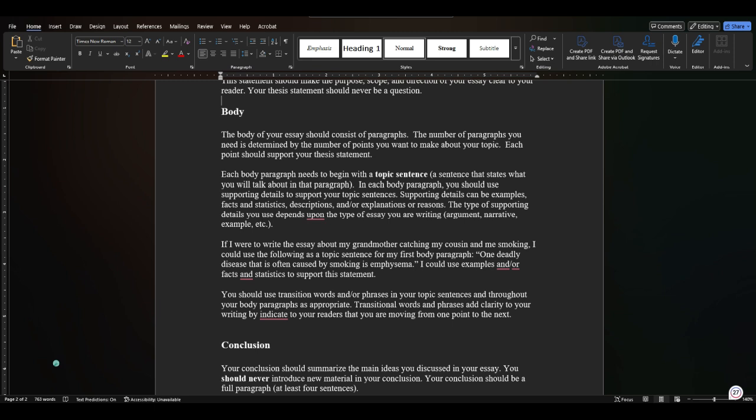If you're writing an argumentative essay, your supporting details are going to be things like facts and statistics. If you're writing a process essay, like a how-to essay, your supporting details are going to be things like examples of how to do something and descriptions of how to do something. So your supporting details will depend on the type of essay you're writing, but each of your body paragraphs should have supporting details that support the central theme, argument, or purpose of your essay.